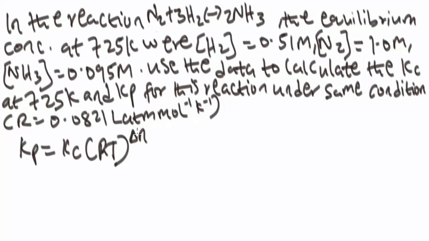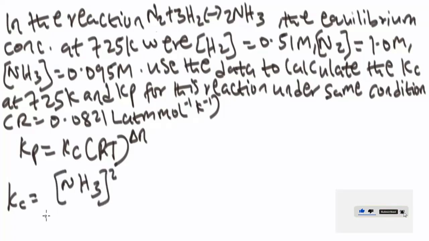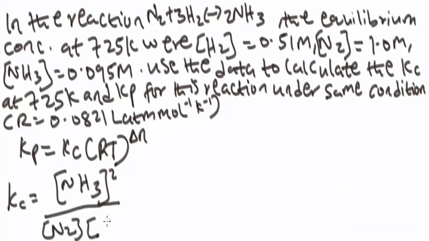Alright, so now let's get to our Kc for this reaction. So the Kc, the concentration equilibrium constant, will be the ratio of the products to the reactant concentrations raised to their coefficients. So it's going to be NH3 to the power 2 over nitrogen multiplied by hydrogen to the power 3.